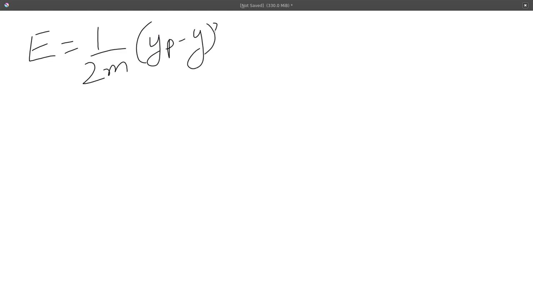So now we have an error function which looks something like this: 1 by 2m (y predicted minus y) square, or 1 by 2m (mx plus c minus y) whole square, right? So if right now this isn't making any sense, just stay with me, or I'm guessing it would make a little sense because we want to minimize the error.